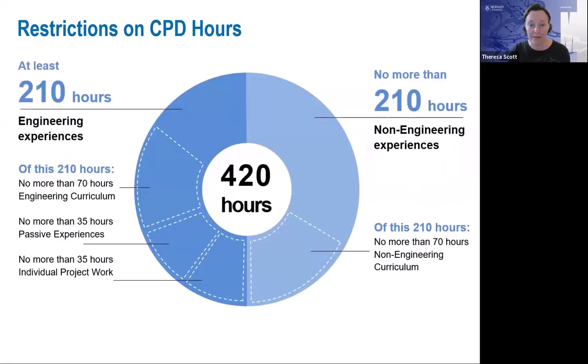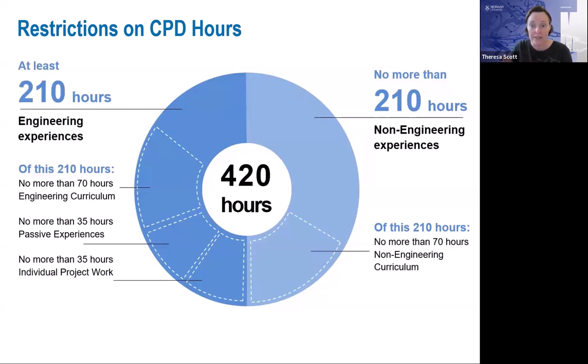Now, since CPD is a requirement for your engineering degree, there are some restrictions on the categories of experiences that can count towards your 420 hours, which you can see on the graphic here. At least half of your total hours, so 210 hours minimum, have to come from engineering-related experiences.